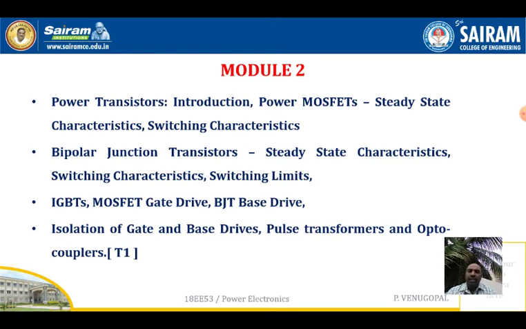So for power transistors, you are studying 3 different types. One is power BJT, another is power MOSFET, and another is power IGBT. And you are studying the steady state characteristics and switching characteristics of all the power transistors. And next topic is MOSFET gate drives, BJT base drives. And next, isolation of the gate and base drives. We are using different methods, one such method is pulse transformer and optocouplers. So this is about module 2. You need to study textbook 1 to understand the concepts in module 2.